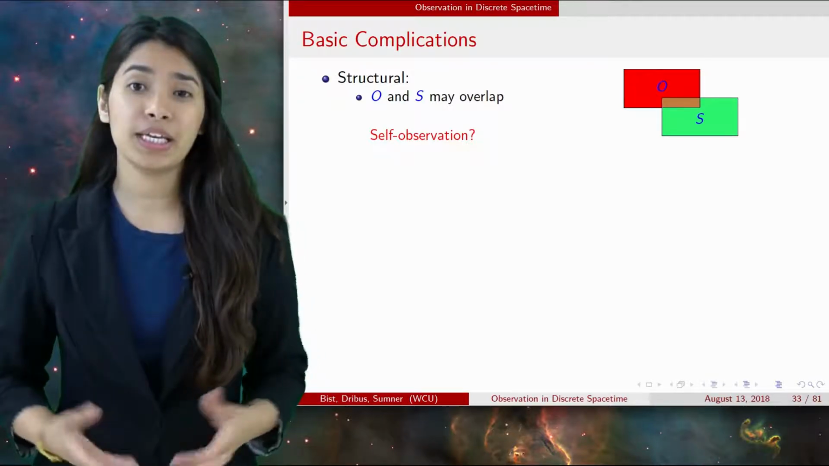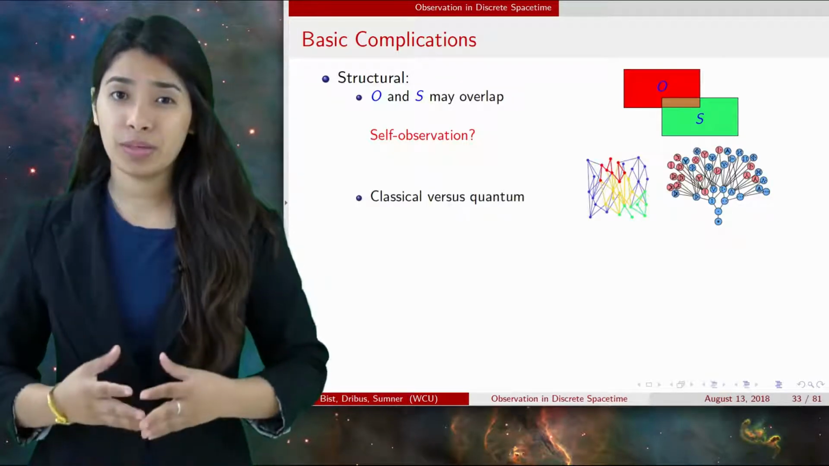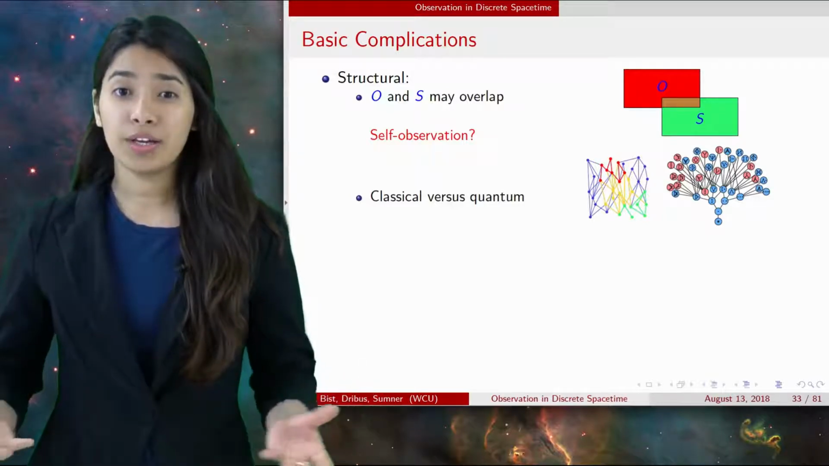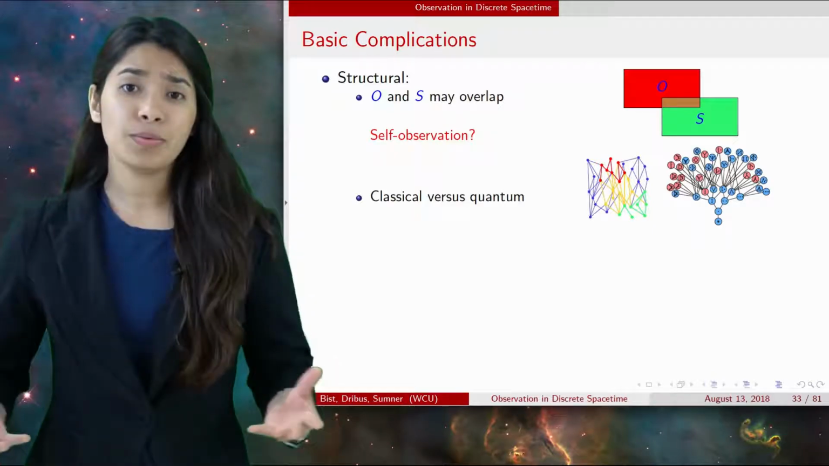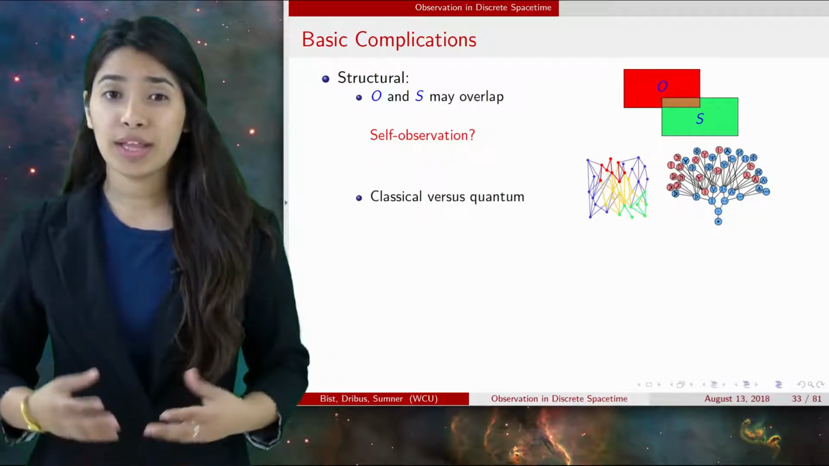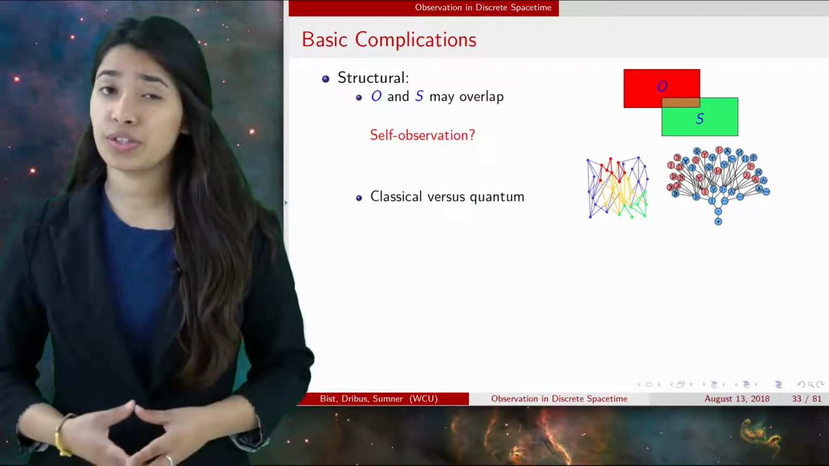Another basic complication is the contrast between classical and quantum observation. As described in the previous slide, quantum observation involves multiple discrete spacetimes. This leads to several possible options for how to generalize the observer O and the observed system S that we encounter in the classical theory. Later, we will introduce some of these options.